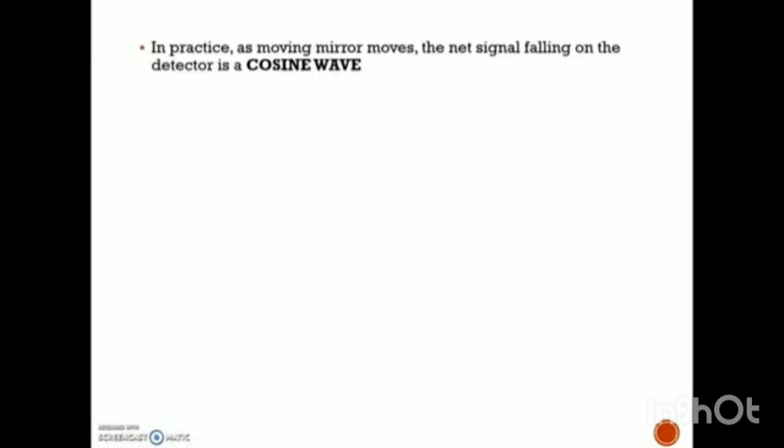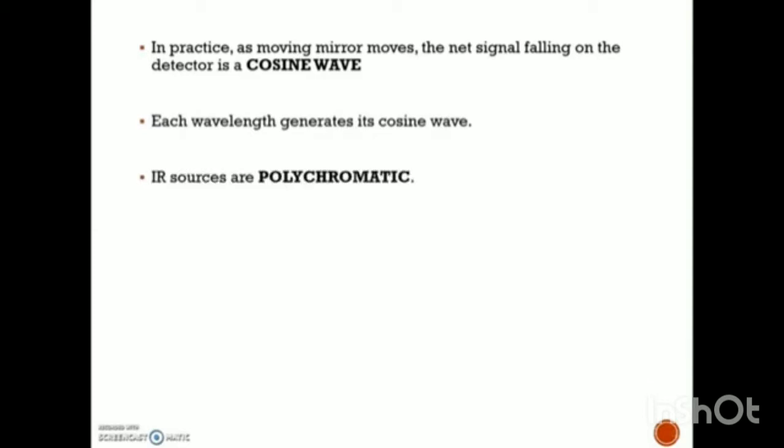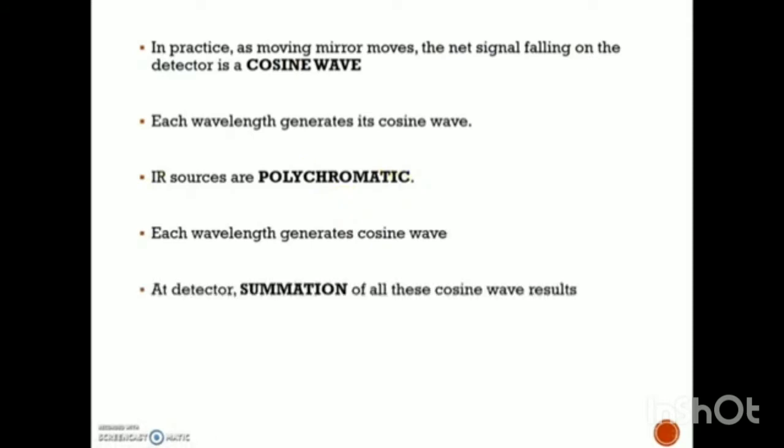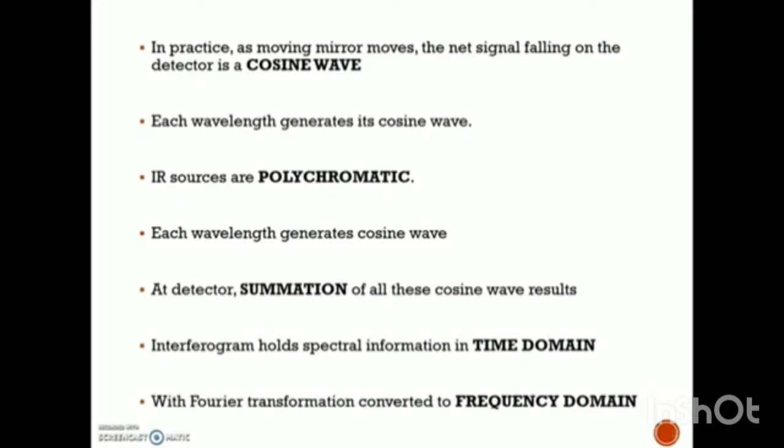In practice, as the moving mirror moves, the net signal falling on the detector is a cosine wave. Each wavelength generates its cosine wave. IR sources are polychromatic in nature and hence each wavelength generates a cosine wave. At the detector, the summation of all these cosine waves results in the interferogram. The interferogram holds the spectral information in a time domain and with the help of the Fourier transformation it is converted into the frequency domain.